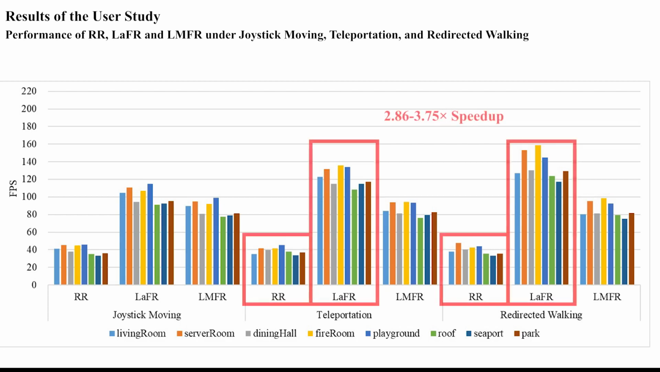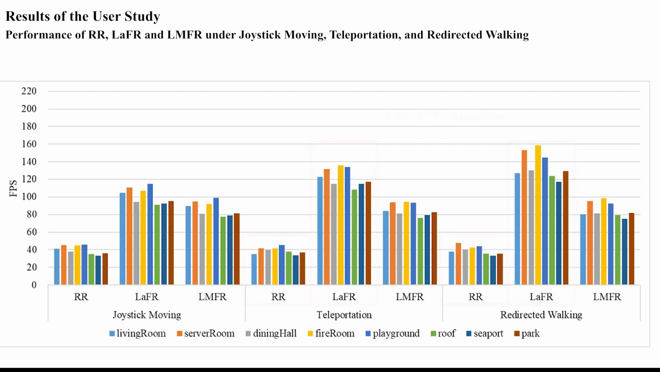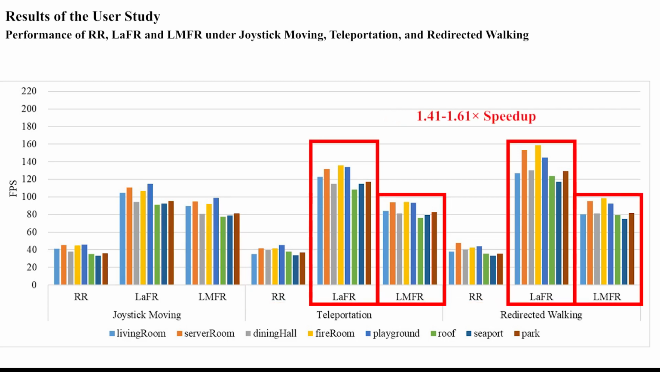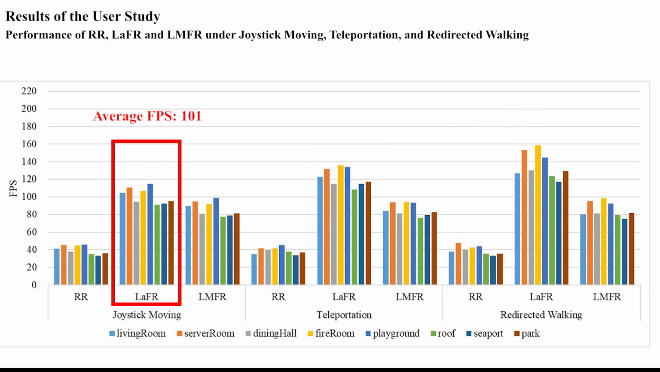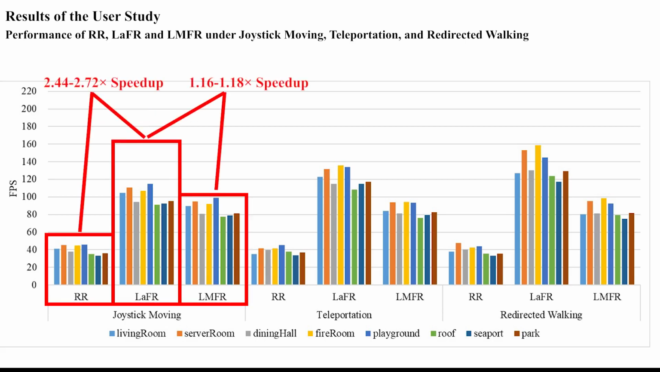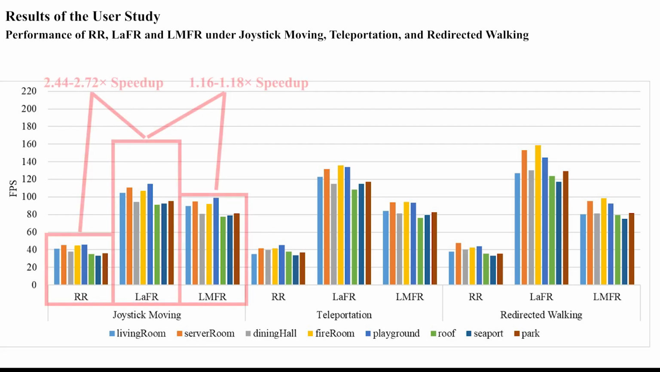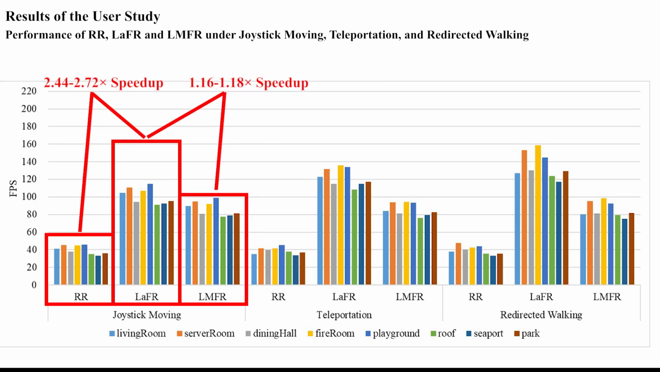LAFR achieves 2.86 to 3.75 times speedup compared with RR, and achieves 1.41 to 1.61 times speedup compared with LMFR. Since higher rendering quality is required under joystick moving, the average FPS of LAFR decreases to 101. Compared with RR and LMFR, the acceleration ratios of LAFR are 2.44 to 2.72 times and 1.16 to 1.18 times.